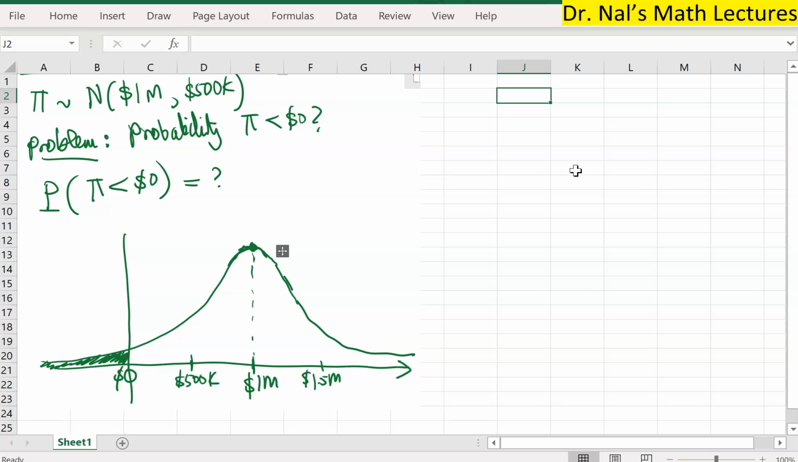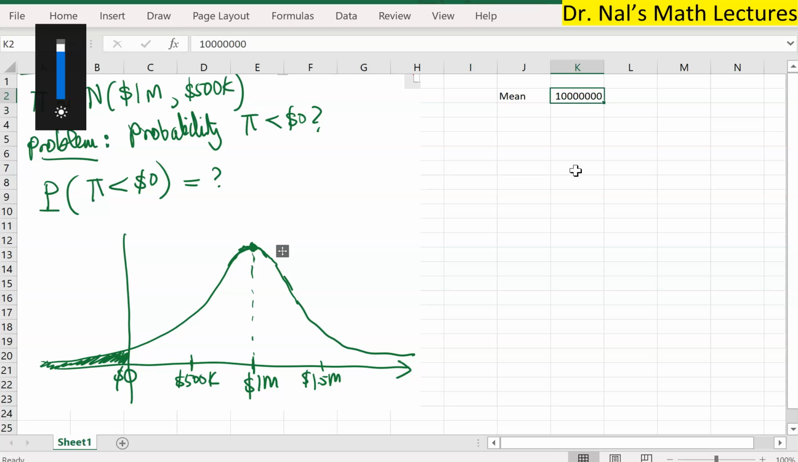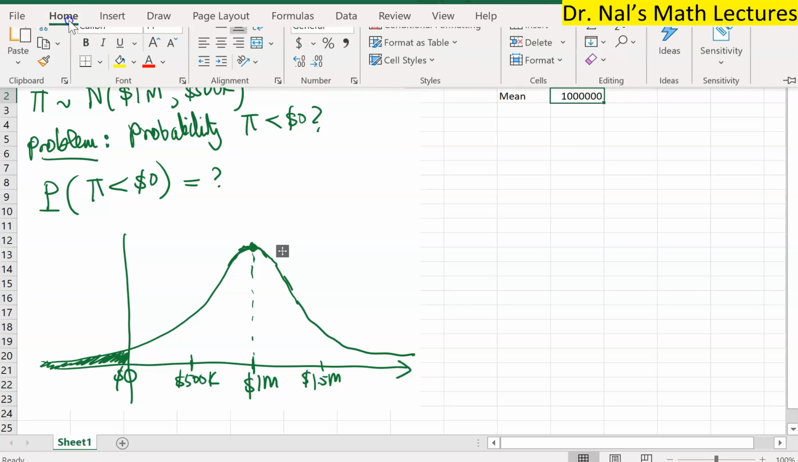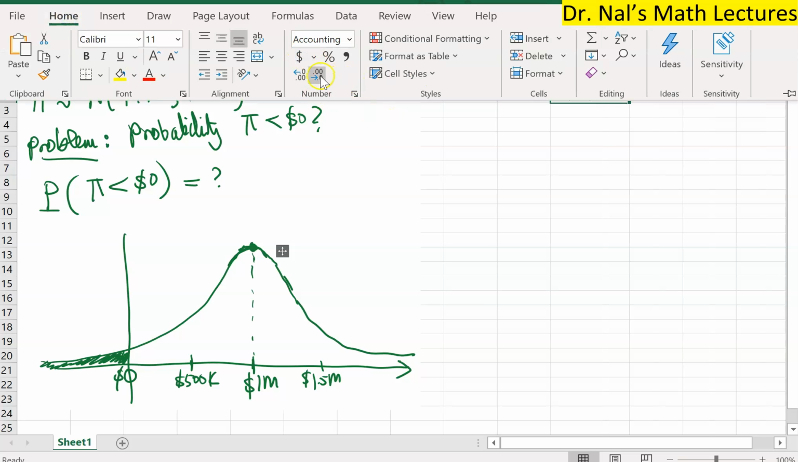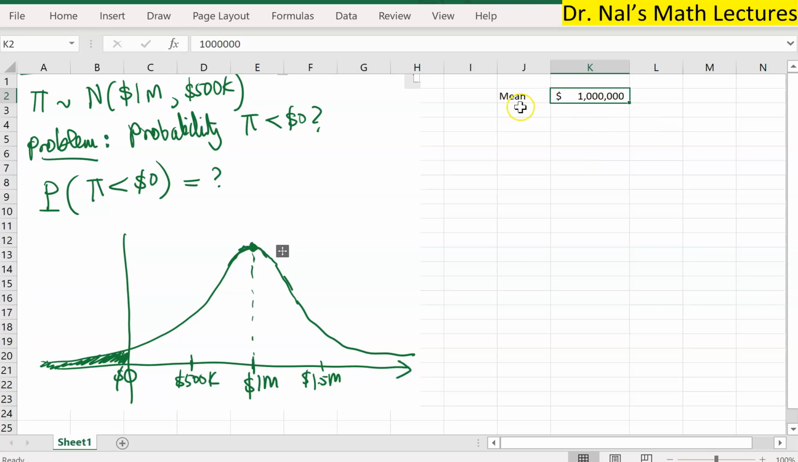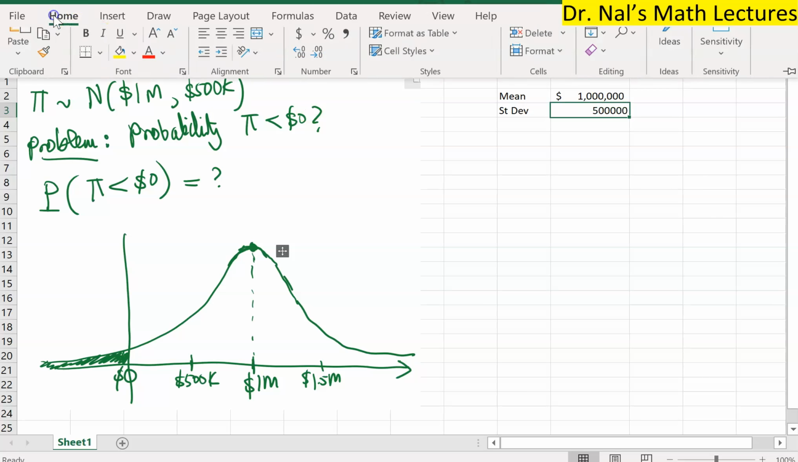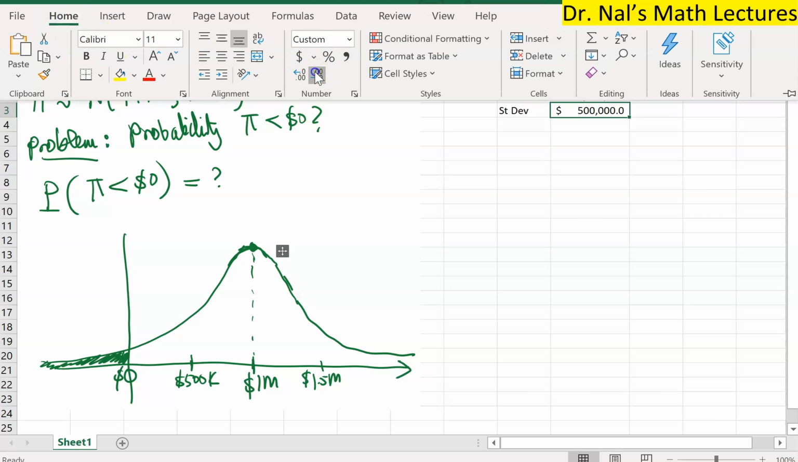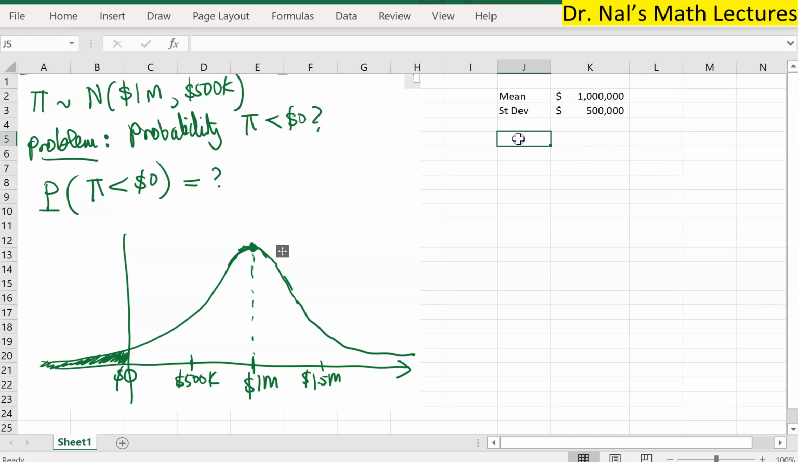So we have the mean. Let me write down the given so far. The mean is $1 million, I assume. Wait, is this enough? Oops, hold on. No, that's 10 million. Let's get rid of one 0. In fact, let's just write it in dollar terms. It's even better. There you go. $1 million. The standard deviation is 500,000. Again in dollar terms. Let's just put a dollar sign and get rid of the cents. All right, and we know that we are normally distributed.